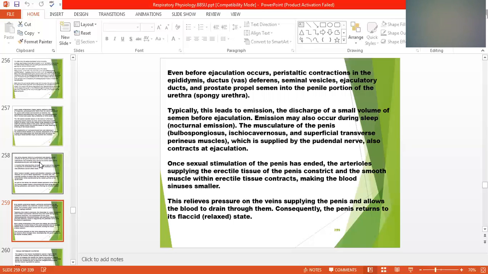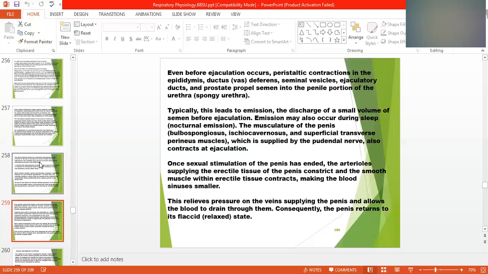Typically, this leads to emission and discharge of a small volume of semen before ejaculation. So it's a natural phenomenon. Before complete ejaculation, a viscous, sticky secretion comes out from the orifice of the penis on the glans, and it gives lubrication to the male organ. So semen before ejaculation comes out.